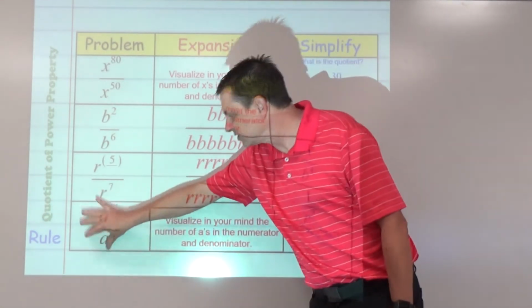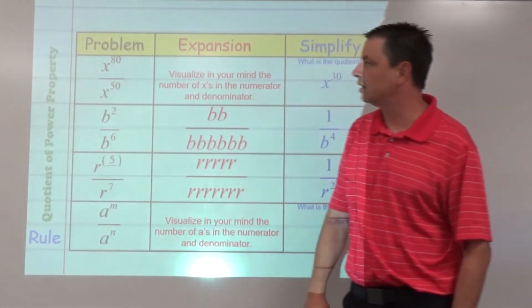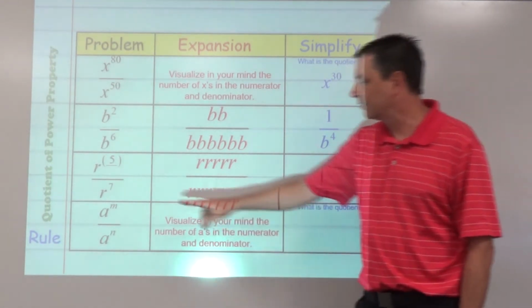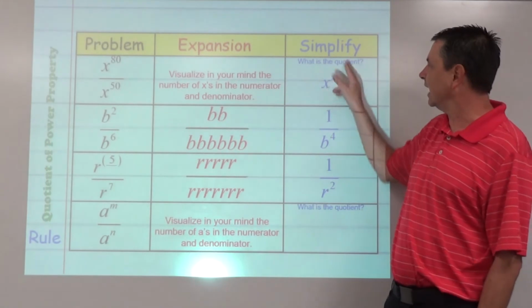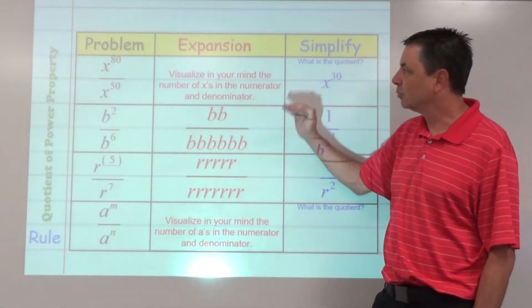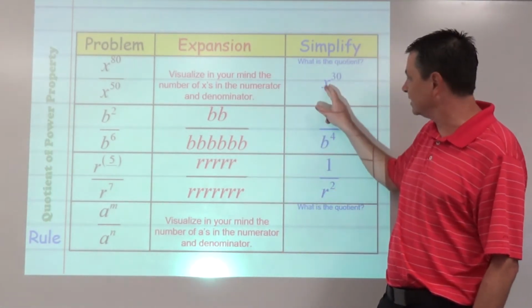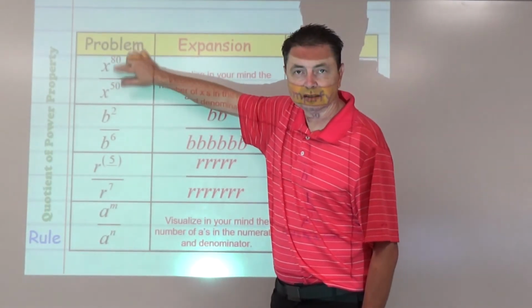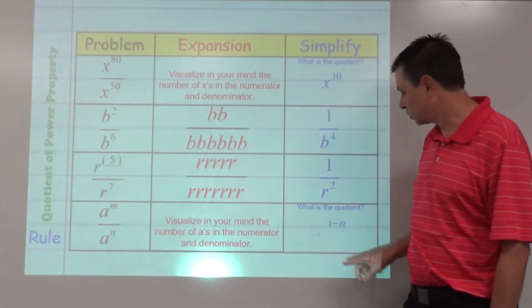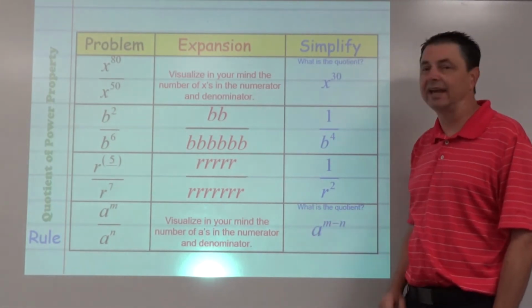Visualize. Again, this is now our rule for the quotient of power property. We have a to the m divided by a to the n. We can see how we're creating this by taking a single base and then subtracting the exponents. So our property is a to the power of m minus n.